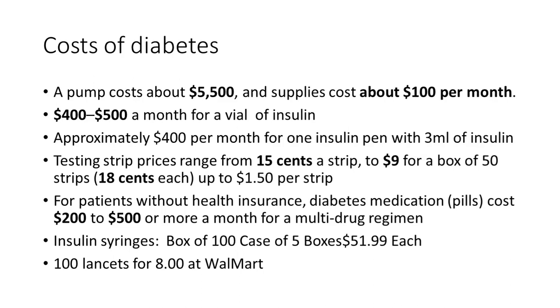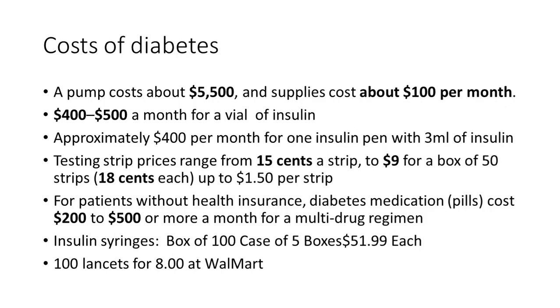Pump costs about $5,500 and supplies cost about $100 a month. Insulin is very expensive. It's $400 to $500 a month for a vial. I literally cried one day when I was at the pharmacy and I saw a little old lady picking and choosing what insulins to get because she couldn't afford all of them. Insulin pens are also pretty expensive. A lot of times the insurance will cover the insulin pen before they'll cover the vial, but I think there's more insulin in a vial than there is in the pen.